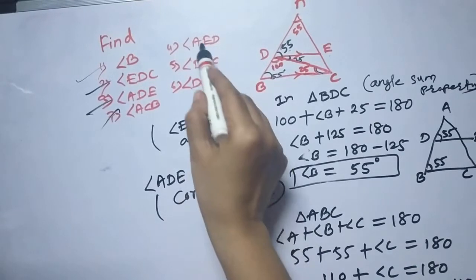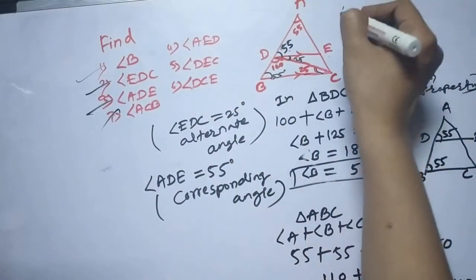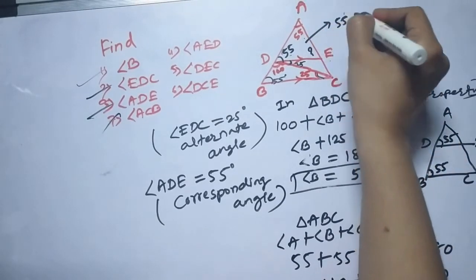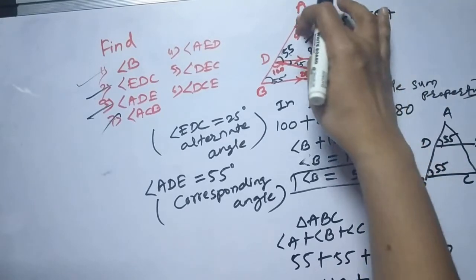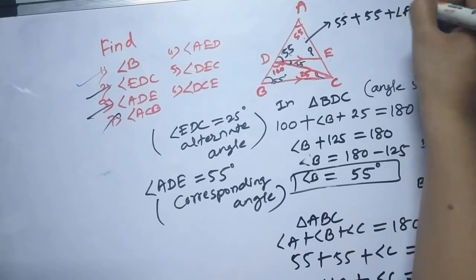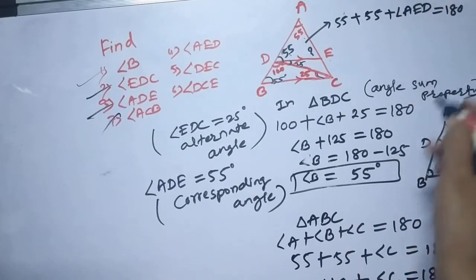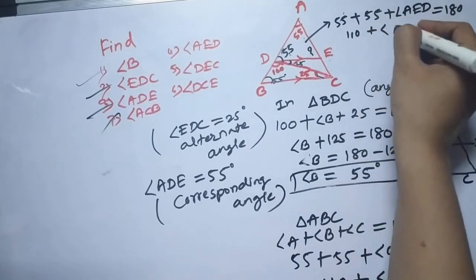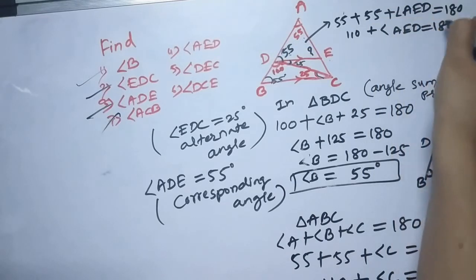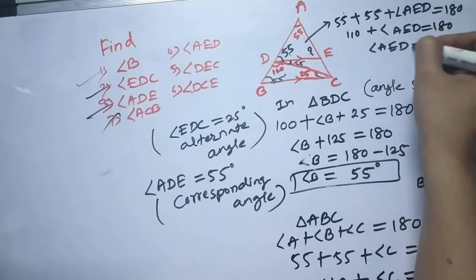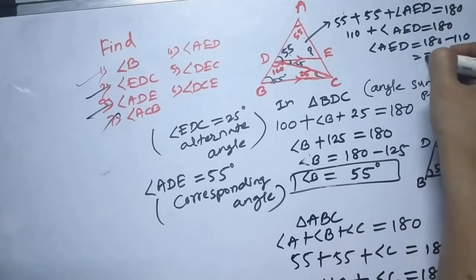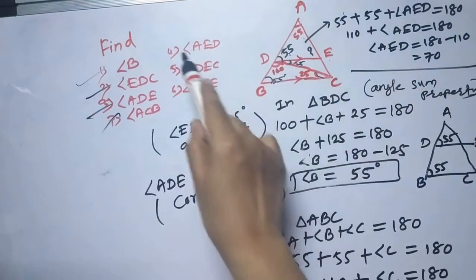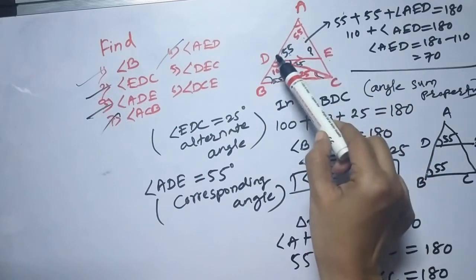So friends, now next is what? AED, this one. So friends, here you can see in this triangle, this is 55 plus this angle is 55 plus we need to find out AED. So angle AED, this is equal to 180. Why? Because of the angle sum property. So here 55 plus 55 will get 110 plus angle AED is equal to 180. So angle AED is equal to 180 minus 110, which is equal to 70. So friends, this is also equal to 70 degree.